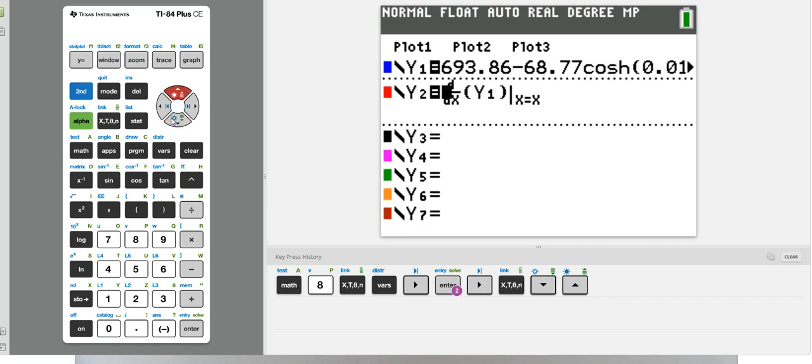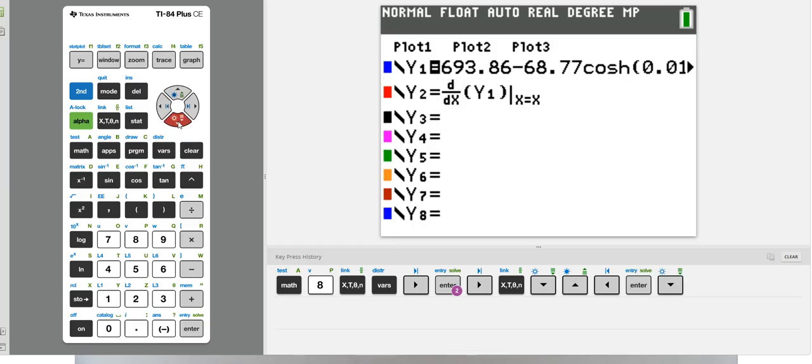Let me do one other thing here. Let's go up here and to the right, put your cursor on the equals sign and press enter. And you're toggling this off. So if you were to graph this, you're only going to see the graph of y1. You're not going to see the graph of y2. So we can take a look at this if you'd like.